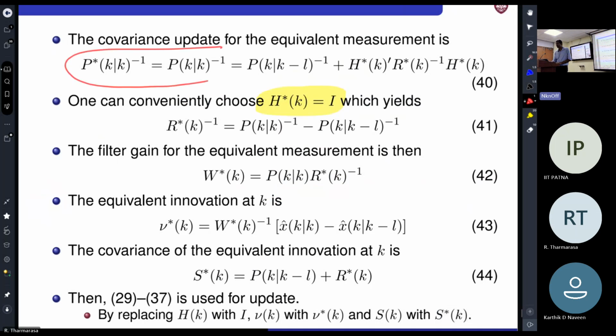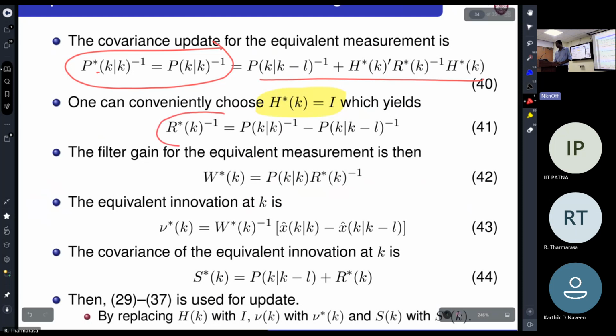Both covariances should be the same. The covariance that we got with those four sensors should be equivalent to the covariance we get with the single sensor, with a single measurement. So we equate those two. With that, this is equal to this. You already said H equals I. So if you substitute that and rearrange it, we have the R. So we start with H equal to I, then we say that the updated covariance should be the same, and by using that, we can find the value of R star K.